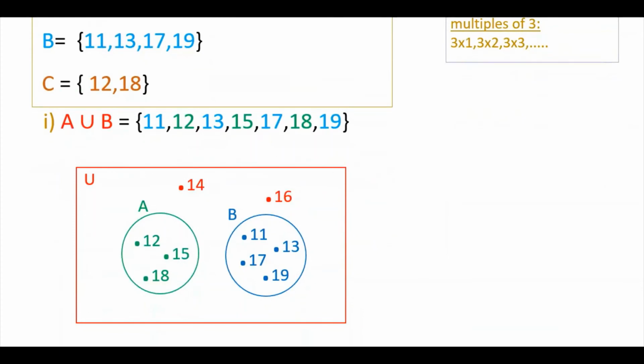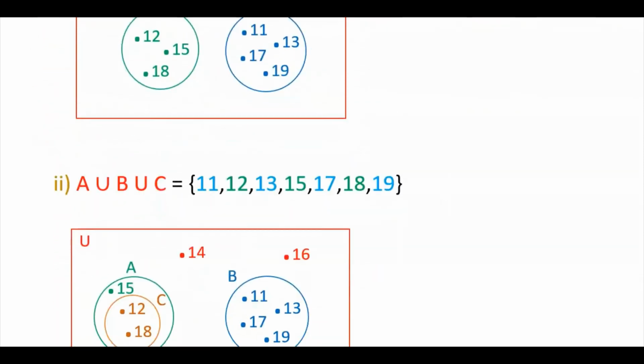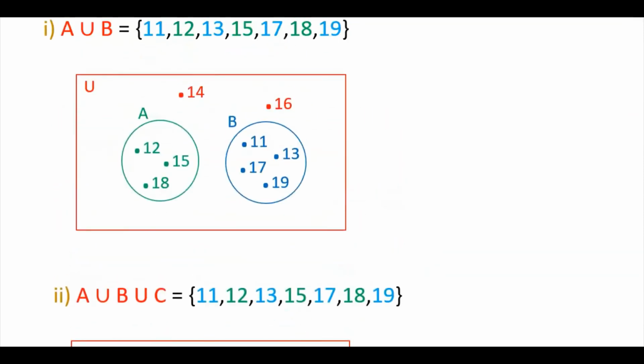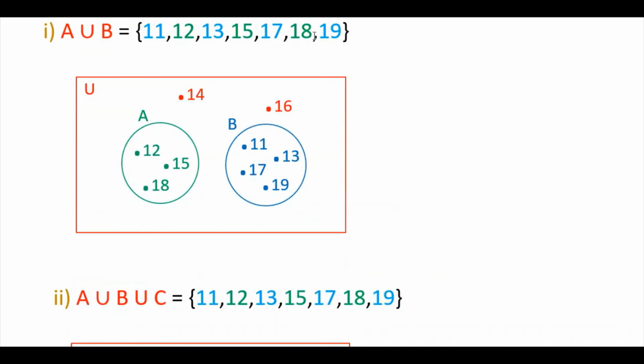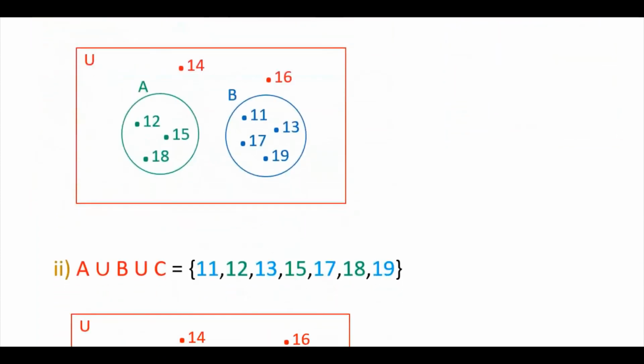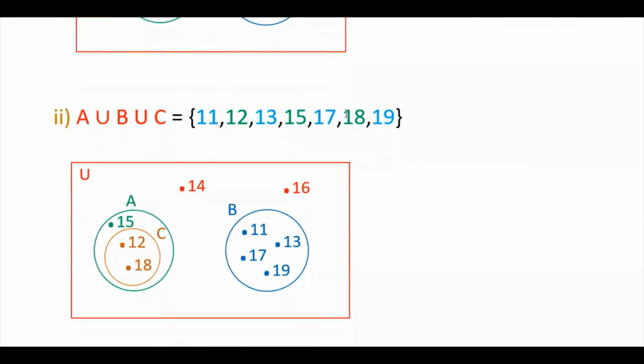And next one is A union B union C. Here the elements of A union B are 11, 12, 13, 15, 17, 18 and 19. And C elements are also 12 and 18. These elements are also in the A set, 12 and 18, so there is no need to write extra elements here. So for A union B union C, the elements are the same as A union B. But in the Venn diagram, you have to show the C set also.